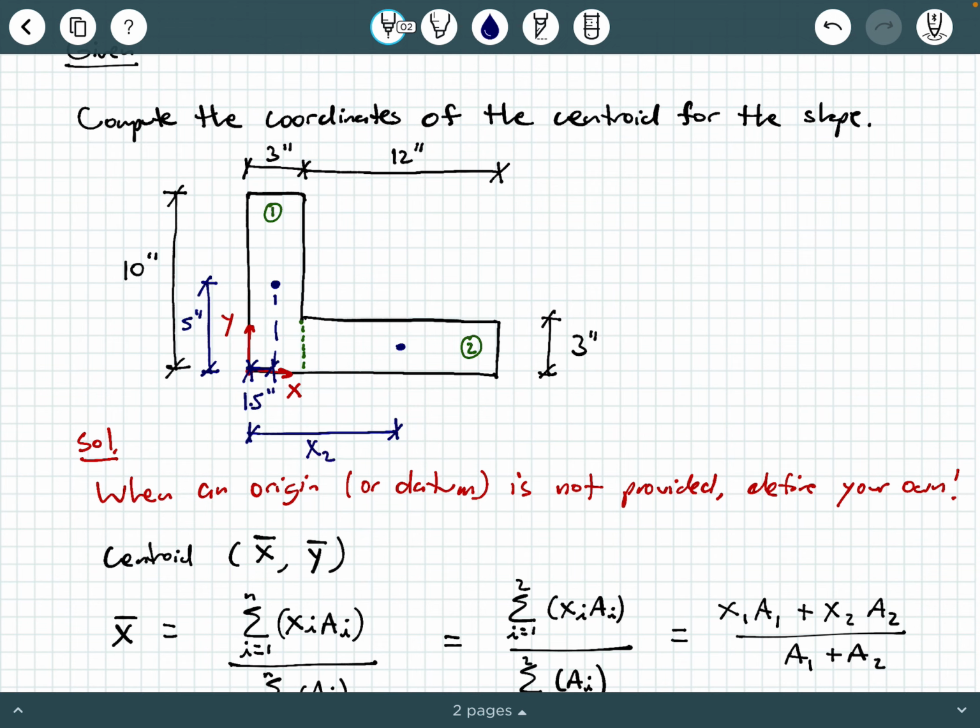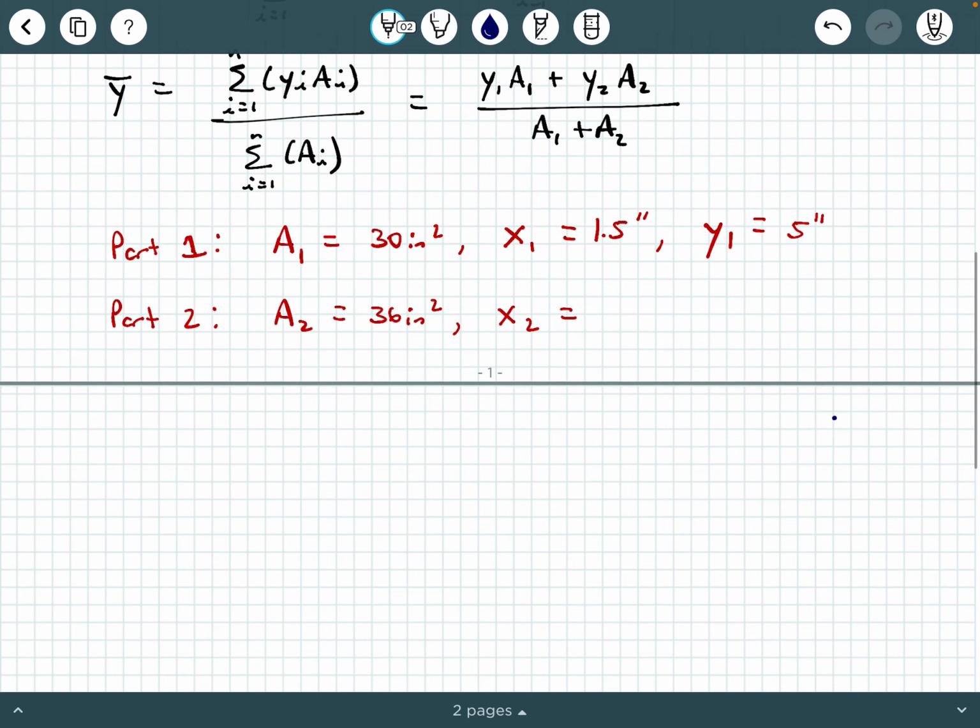If you say X2 is 6 inches, you're actually going to be wrong. That's a good wrong answer, but that's still wrong. Remember, X2 is measured from the origin to the centroid of part 2. So what is this distance here? Well, it's 6 inches plus this other 3 inches. So X2 is actually 9 inches.